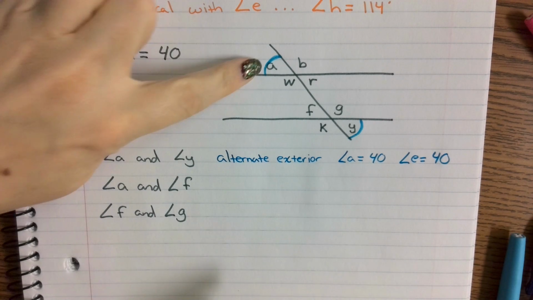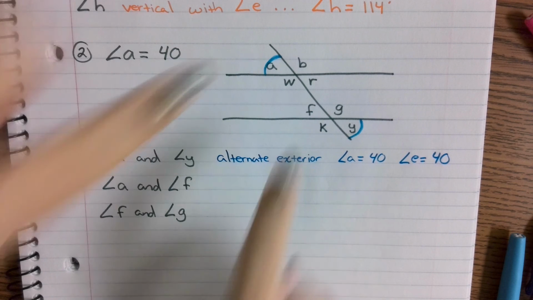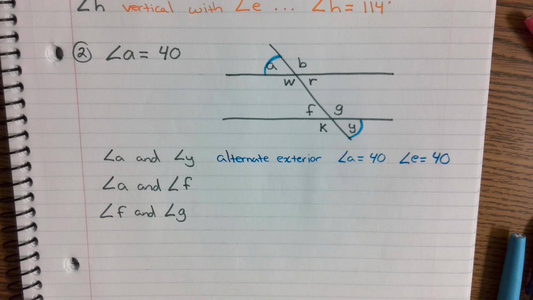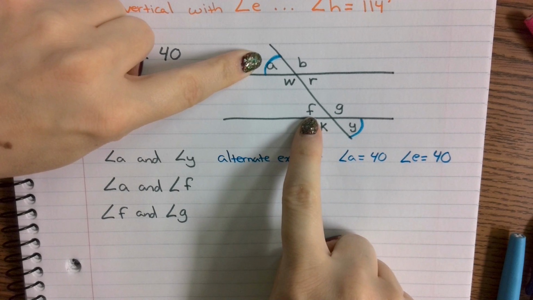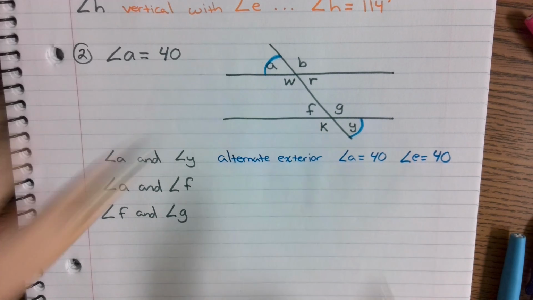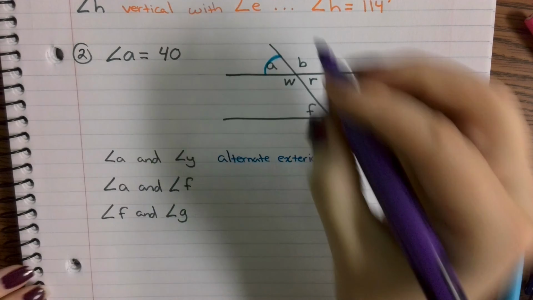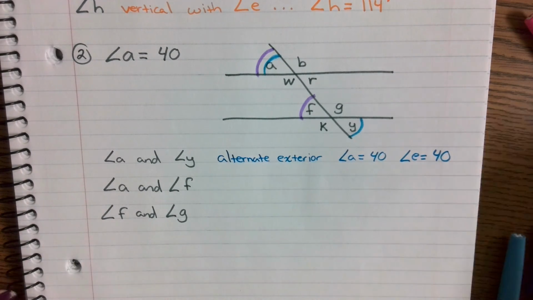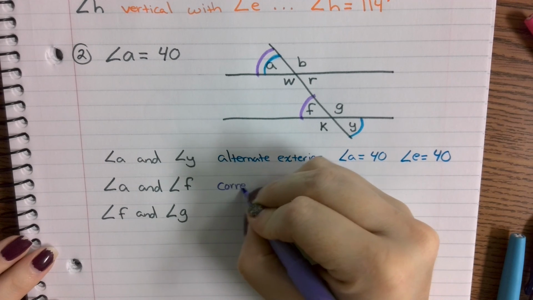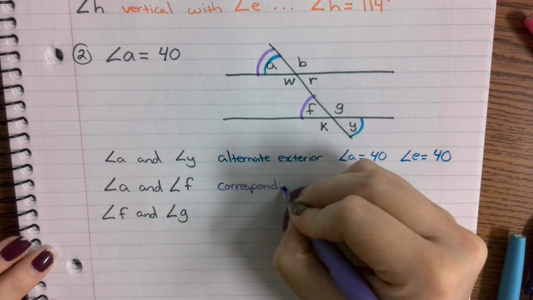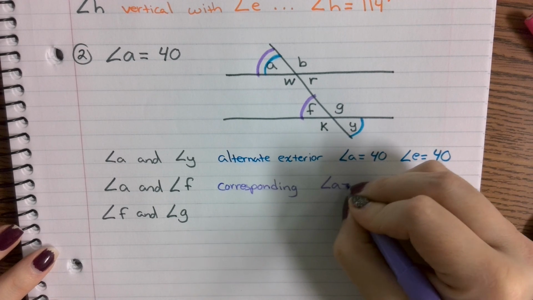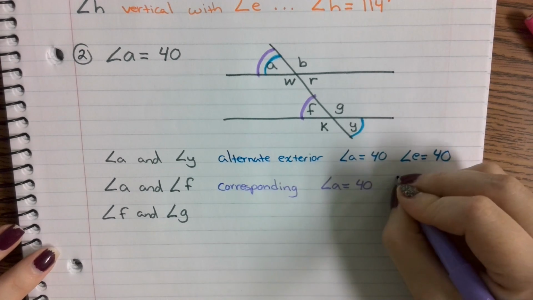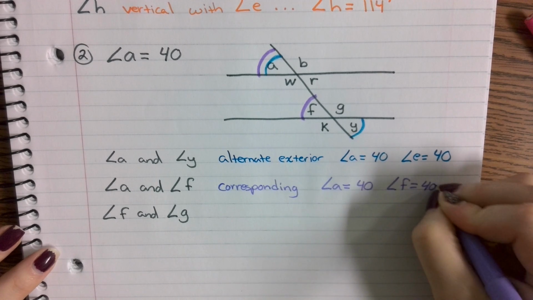Okay? A and F. What kind of angle relationship is that? I'm calling someone who hasn't. Leland, you haven't answered today. A and F. What relationship is that? Corresponding. Very good. Again, we already know that A was equal to 40, and since they are corresponding, F will also equal 40.